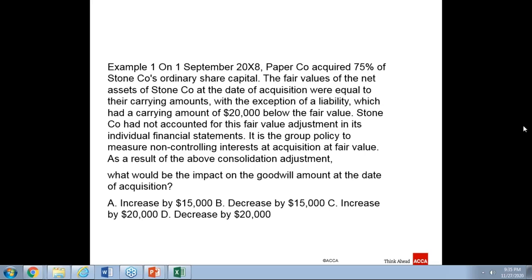Yes, we have to increase the liability. If we increase the liability, the fair value of net assets will decrease. And when the fair value of net assets decreases, it will increase the goodwill. So this is again one of the challenging questions from the examiner, which he says that most of the students will not be able to answer.